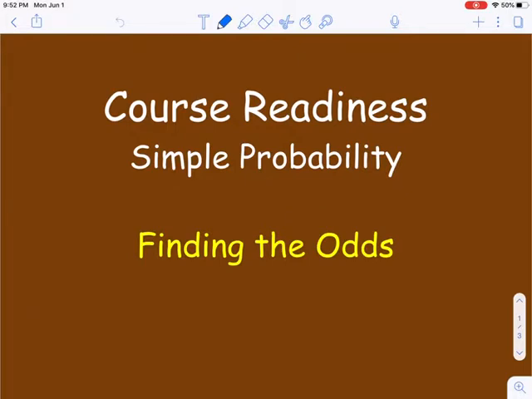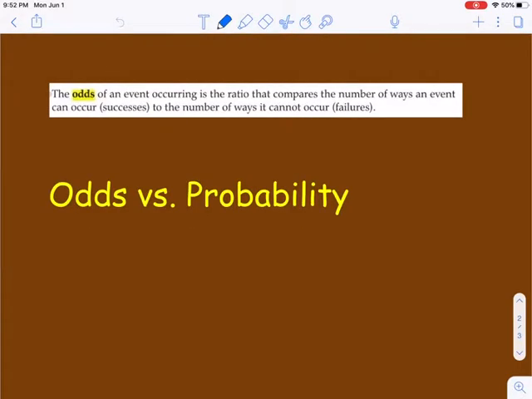Now, probability you already know, right? The probability is the possible number of positive outcomes over the total number of outcomes. That's probability. When you talk about odds, odds are different.